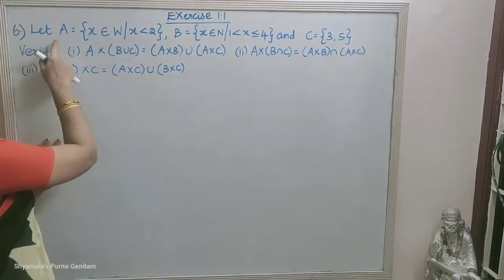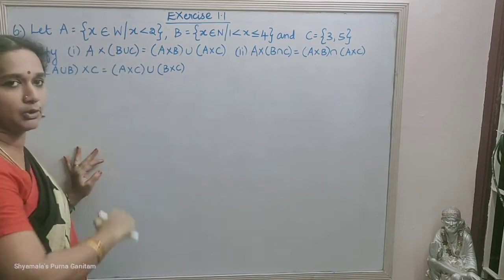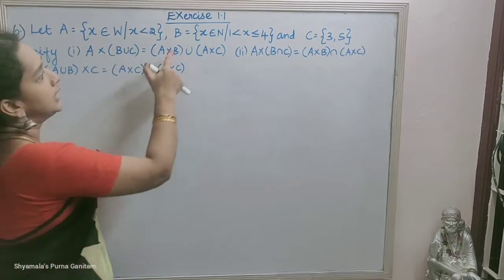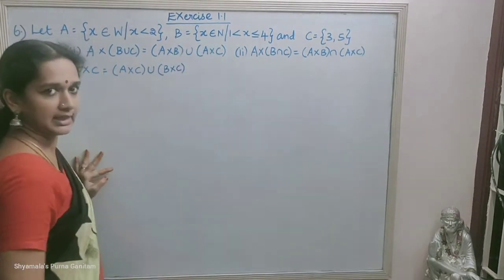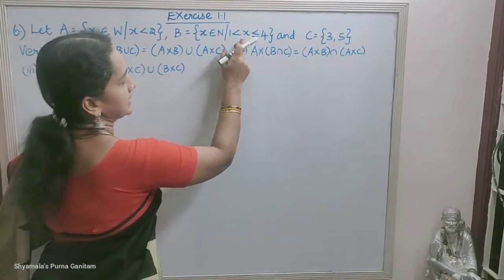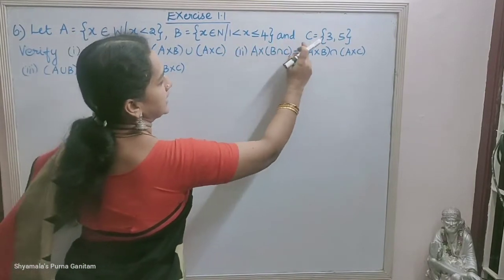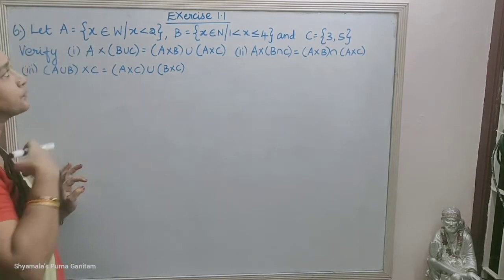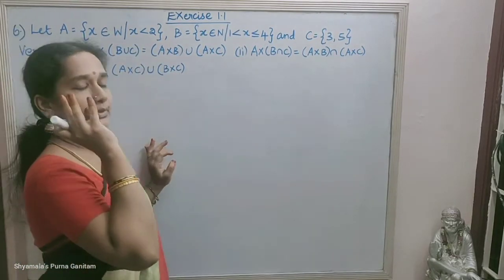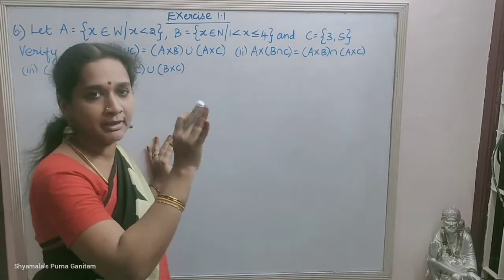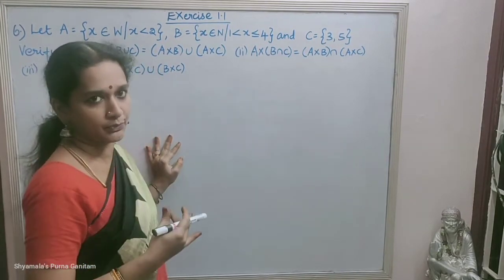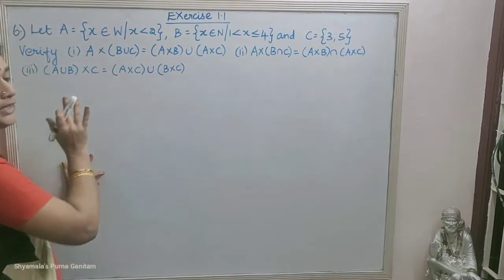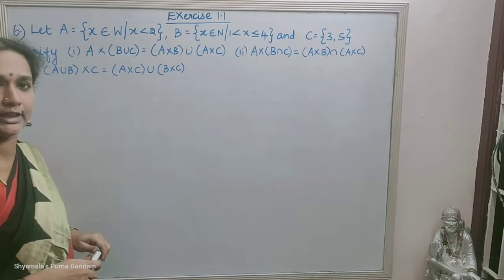Let A = {x | x belongs to W, x < 2}, where W means whole numbers, and B = {x | x belongs to N, 1 < x ≤ 4}, where N is natural numbers, and C = {3, 5}. This is the question given for A, B and C. For A and B, it is given only in set builder form. You have to find the elements of the sets first, and then verify the given results.